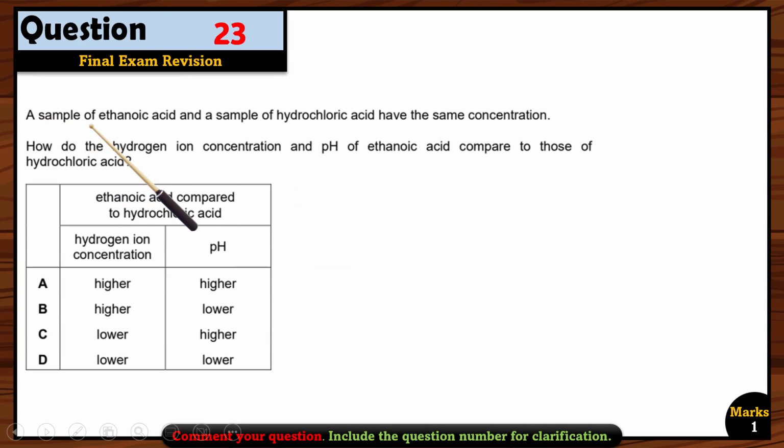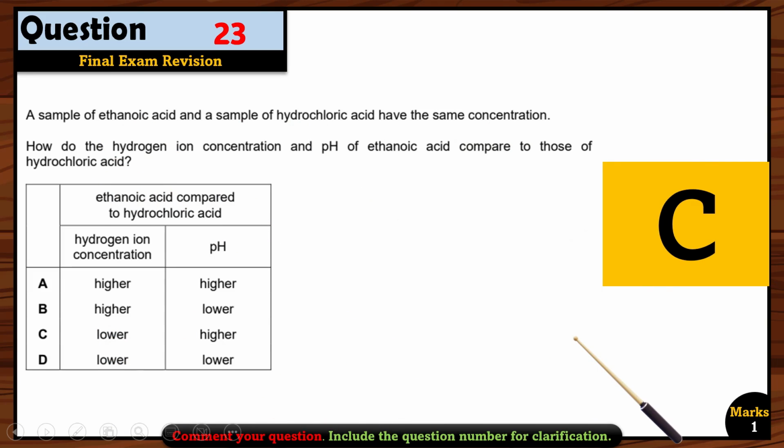Question 23. A sample of ethanoic acid and a sample of HCl again have the same concentration. It's the same question with a different wording. So the answer will be the same. The hydrogen ion concentration will be lower and the pH will be higher for ethanoic acid. Okay, so option C is correct.